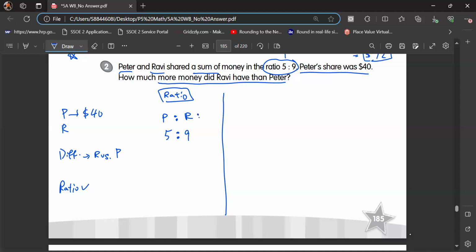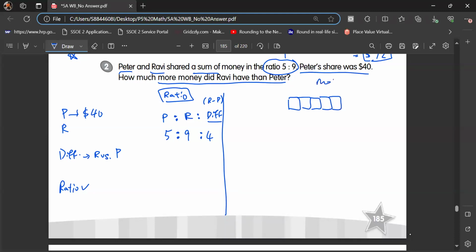Then the difference part, the more versus. So this is more money. Ravi has more money, so Ravi minus Peter. They figure out this is 4 units pretty quickly. They say that this is like this. For me, I said it really depends. You may just like to draw the model better.